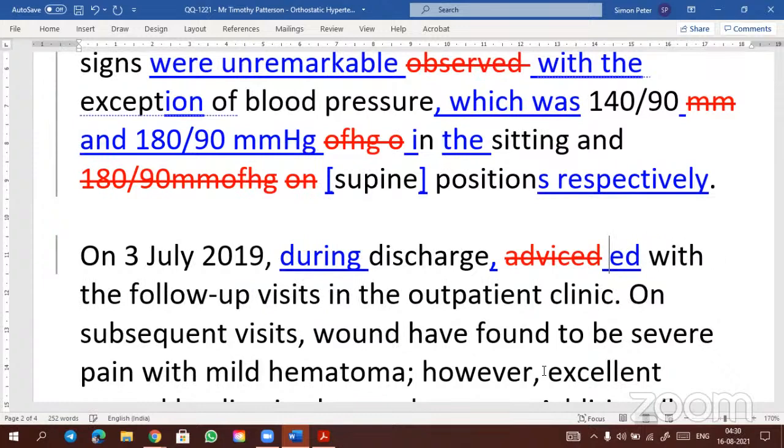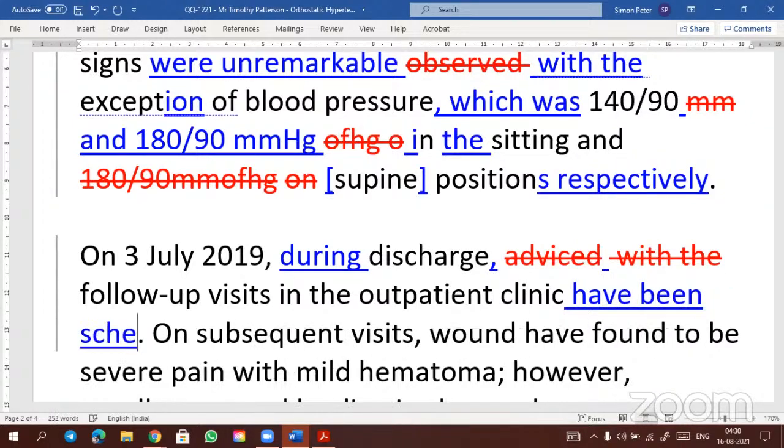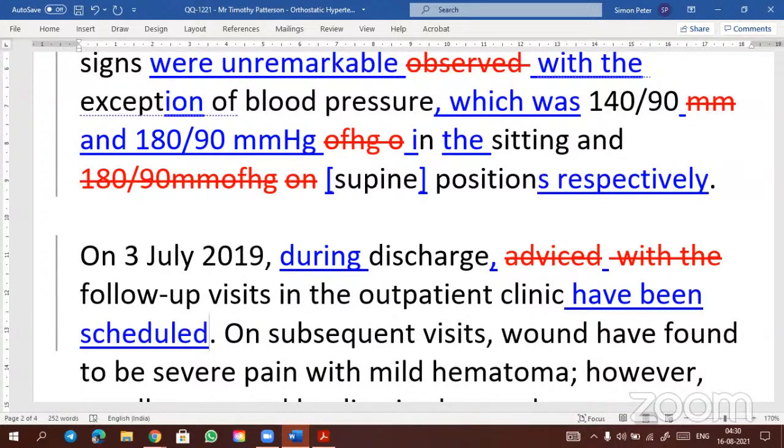why do you want to write advised here? Follow-up visits in the outpatient clinic have been scheduled. On 3rd July 2019, during discharge, follow-up visits in the outpatient clinic have been scheduled. And when are the follow-up visits? What is the period? Are there any period there? He wrote: discharged, advised visit the outpatient clinic. Fine, he did not give it. So on 3rd July 2019, during discharge, follow-up visits in the outpatient clinic have been scheduled. Very good. That's when. That's finished.